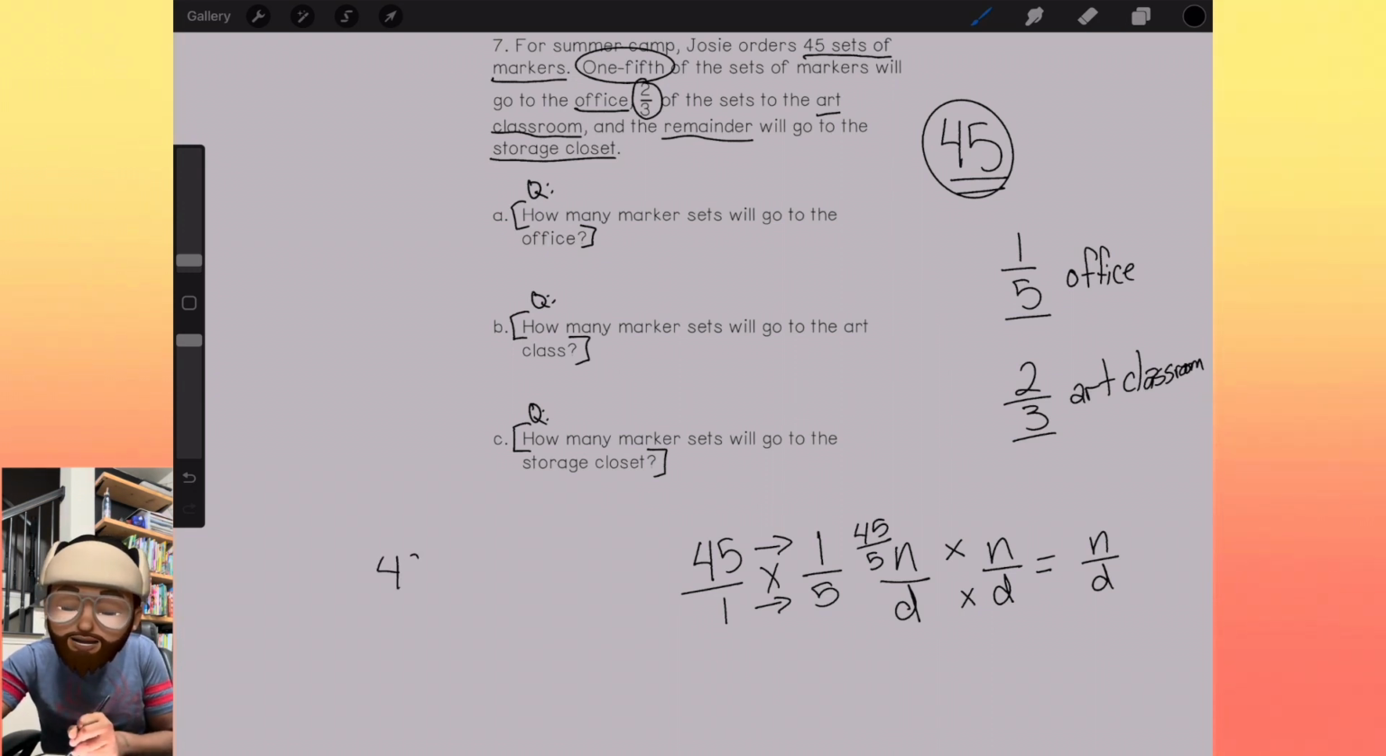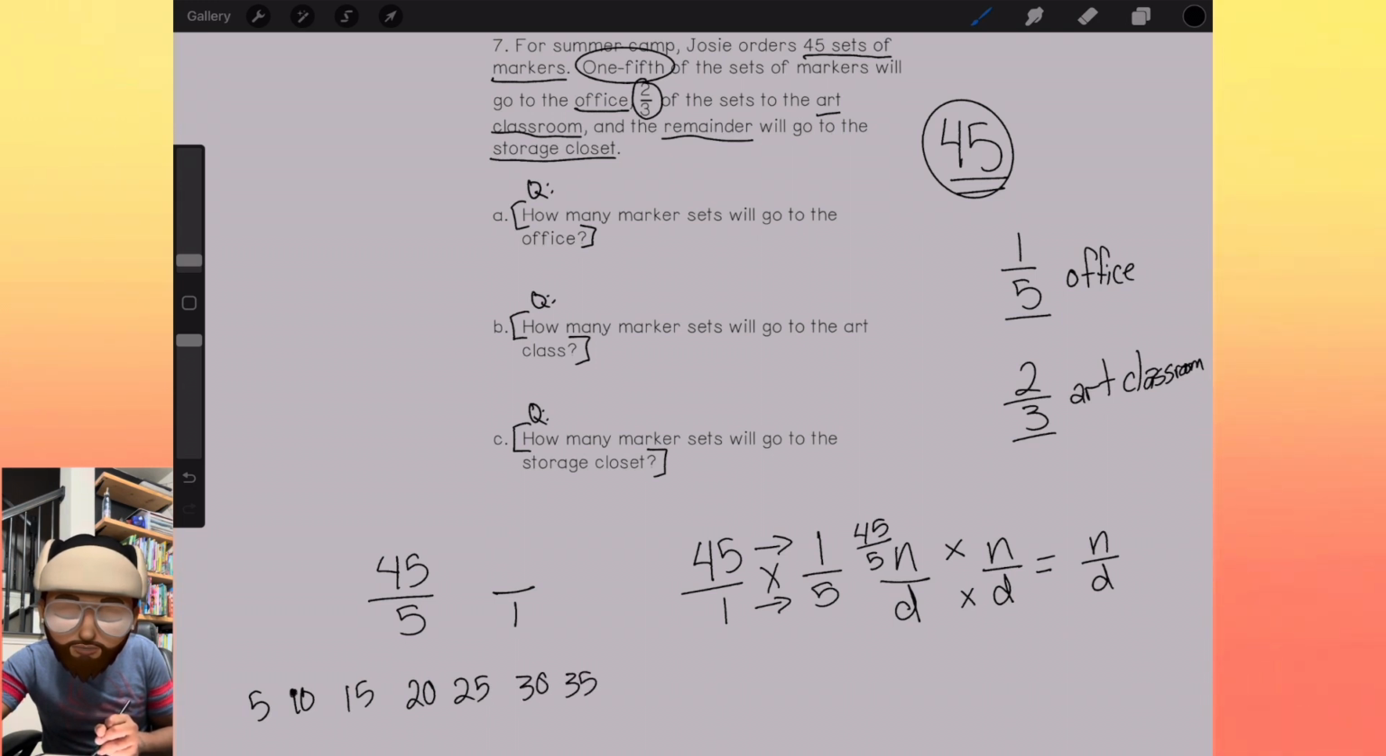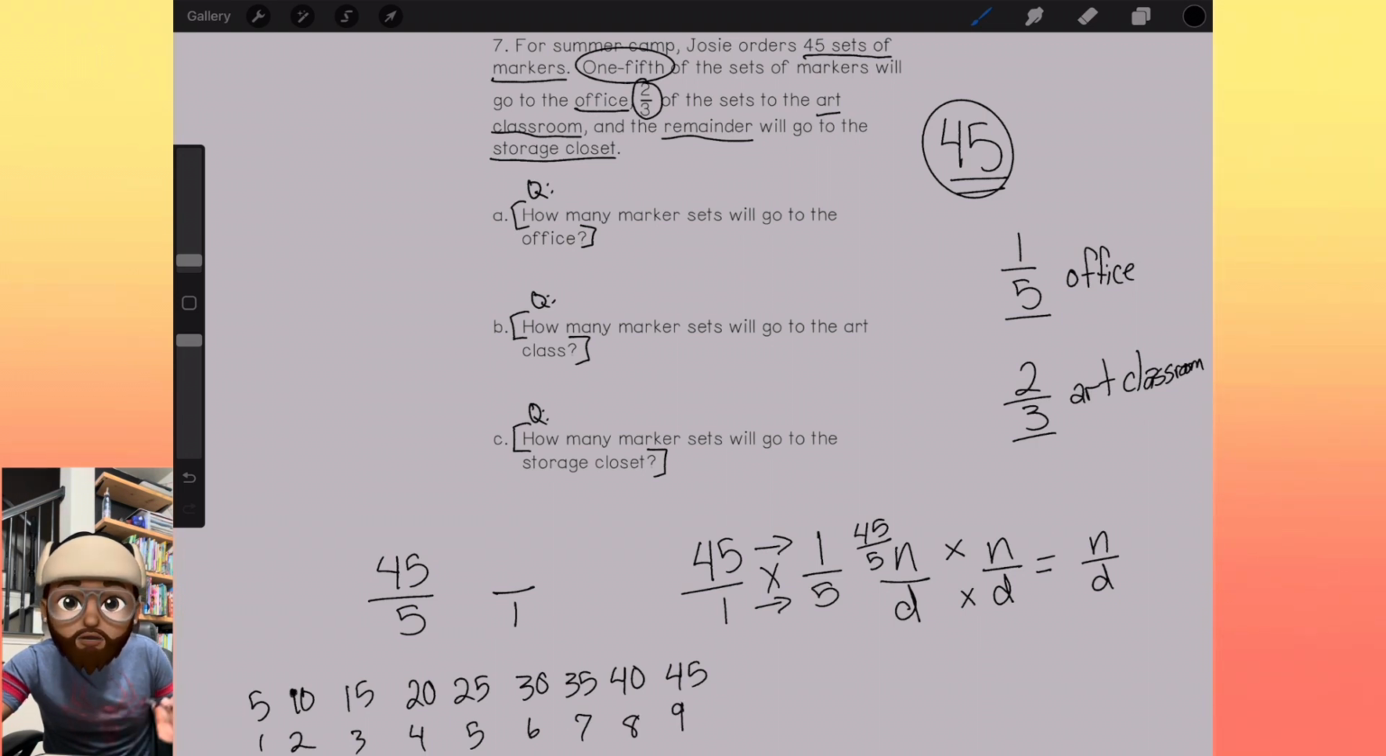Now, 45 over 5 can be reduced by a factor of 5. 5 can go into 5 one time. And 5 can go into 45. Let's count how many times. 5, 10, 15, 20, 25, 30, 35, 40, 45. That was 1, 2, 3, 4, 5, 6, 7, 8, 9 times. Therefore, 45 over 5 will reduce to 9 over 1.